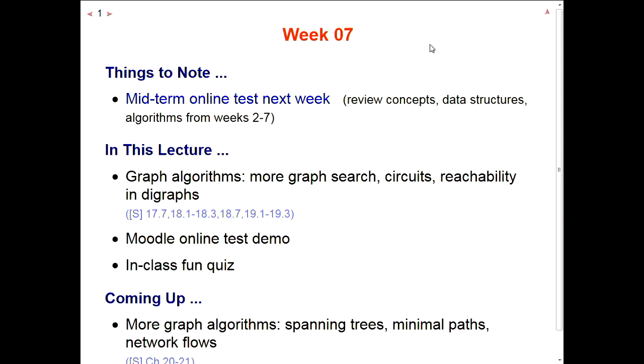As you would have seen, and as you know, we will have the midterm online test next week between Monday and Tuesday. What should you do to prepare for it? You should review all the concepts that we went through, all the data structures that we looked at, and all the algorithms from weeks 2 to 7, including what we will be talking about today. Everything can and will be included in the midterm test.